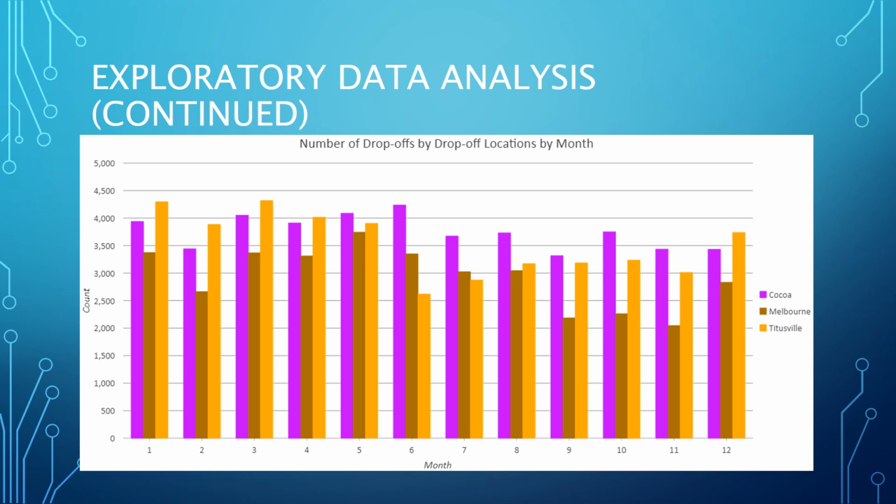This chart shows the number of drop-offs for all drop-off locations by month. From this chart, we can tell that the number of drop-offs for the first part of the year is larger than that for the second part of the year. This just shows a general trend.